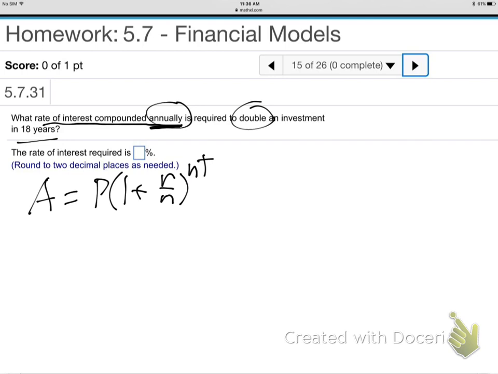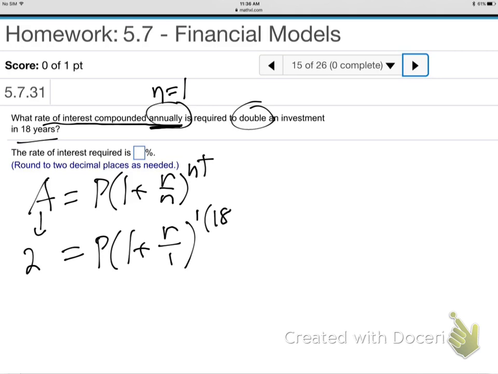All right, they're asking what rate of interest, so I've got to find the r, to double. What does it mean to double? Times 2. The investment, the amount, is doubled: 2A. I'm making a mistake, but I want you to try to figure out what that mistake is. What's the n? Annually, so n is 1, just once a year. What's the time? 18 years, so t is 18.